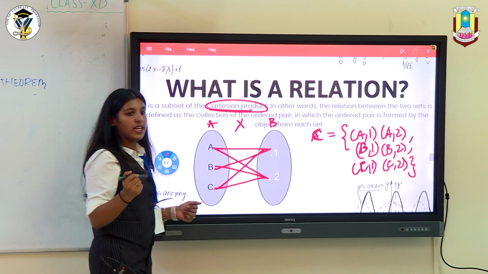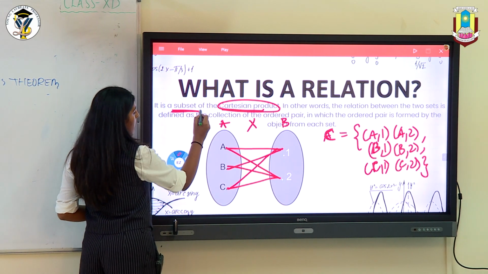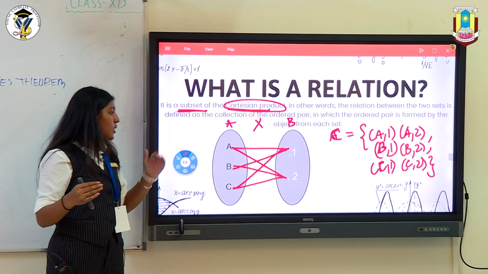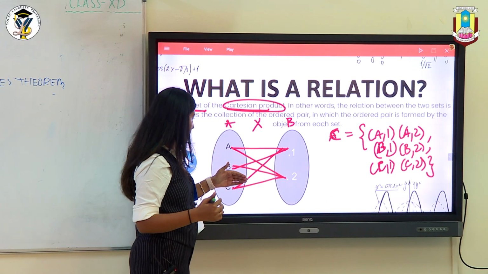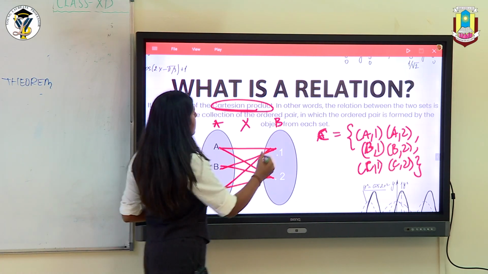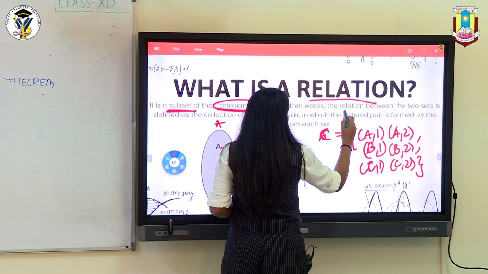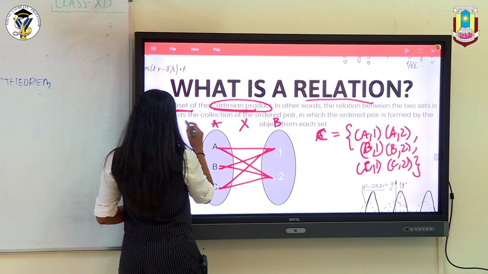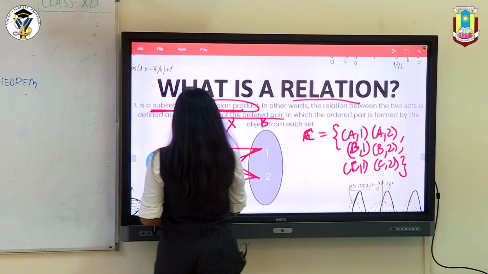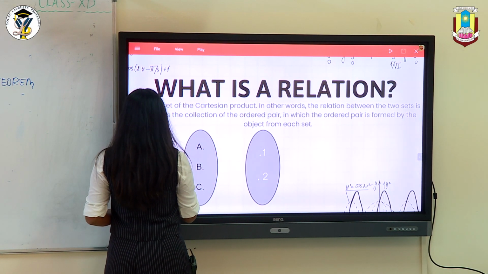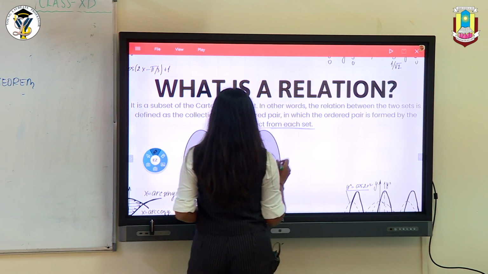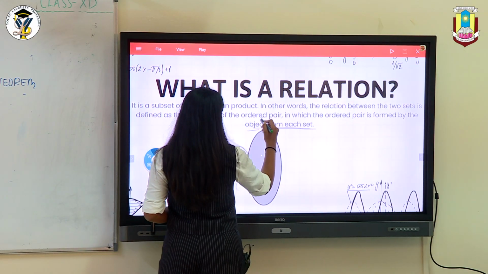Now, what is a relation? A relation is a subset of Cartesian product. Subsets are basically elements of another set, which are elements of a new set which already belong to a main set or a universal set. In other words, relation between two sets is defined as the collection of the ordered pair in which the ordered pair is formed by the object from each set. In this case, set A and set B.